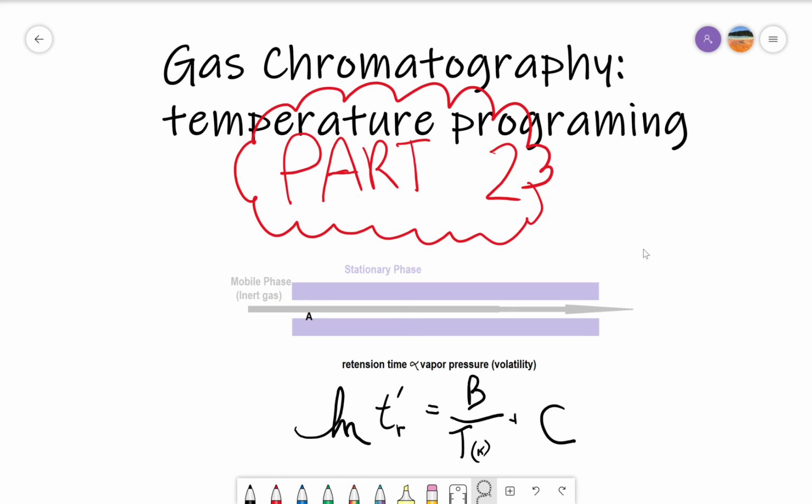In this video, we're going to be continuing our introduction to gas chromatography and our discussions of the effects of temperature on resolution, or improving the separation between compounds. It's important to remember that in gas chromatography, what we're looking at is how long it takes for a compound to move through the length of the column. And in gas chromatography, this is largely based on its volatility. So the retention time and K prime is a function of temperature.